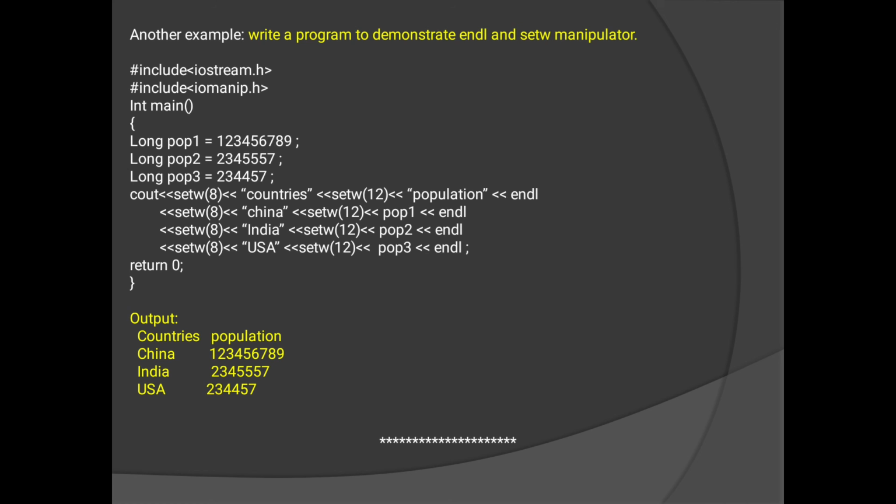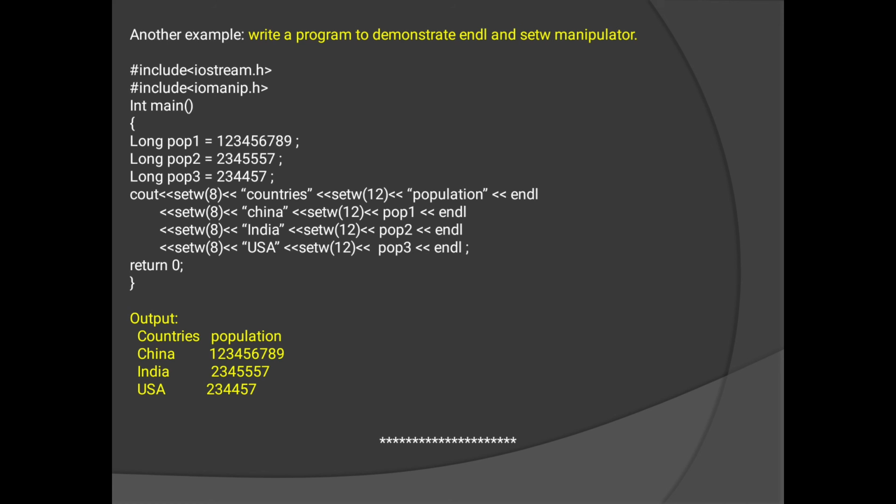Now how do we set the width in between the countries and the population? Here setw is written as 12, which means that starting from the countries, that is starting from the alphabet C, if you count the number of spaces in COUNTRIES, that comes to 10. Now the width is given as 12, right? So after S, the next space becomes 11 and the next blank space becomes 12.